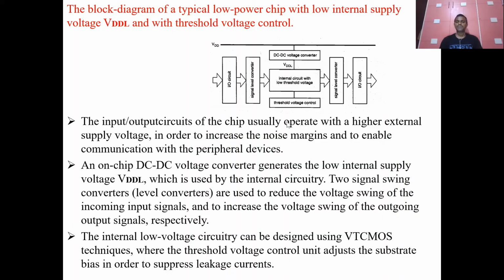That lower value will be applied to the internal circuit with low threshold voltage. At the same time, we have the threshold voltage control, that is nothing but substrate bias control, which is used on the internal circuit. So like this, we are operating here. We are reducing the signal level here, due to which some power consumption will be reduced. We are also reducing the higher value of DC to the lower value, and we are controlling the threshold voltage. Combinedly, we can reduce the power consumption.